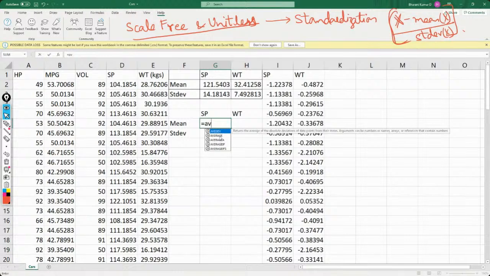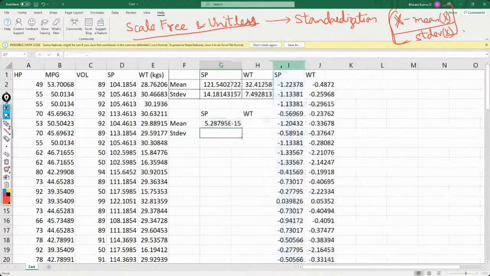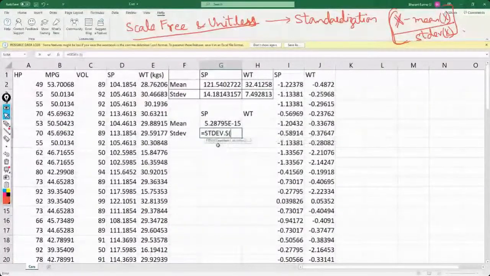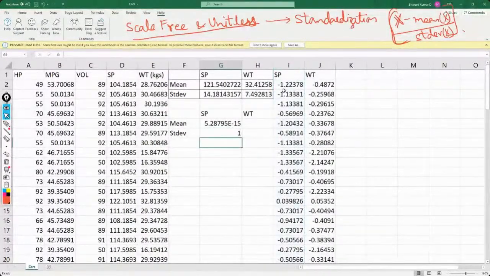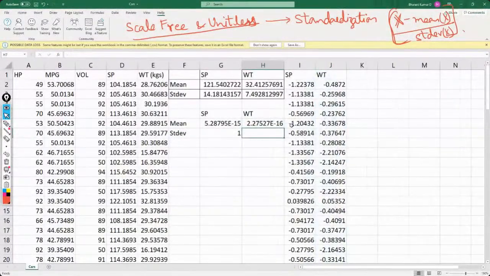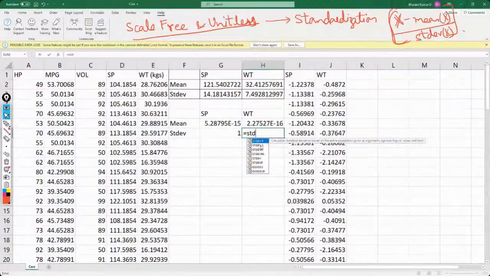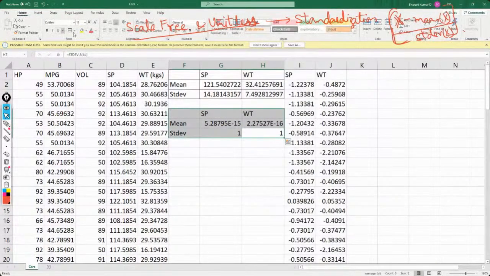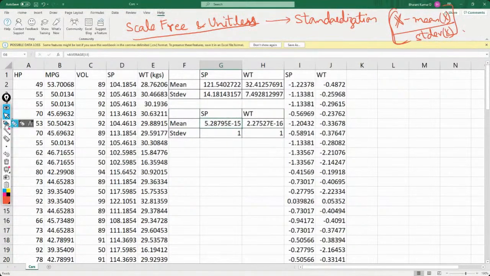Now if I calculate the mean of top speed and standard deviation of top speed, the standard deviation will be 1. How about weight? Mean of weight is so much and standard deviation of weight is 1. Now you might say, hey, you told that mean will be 0, but is it 0? No.